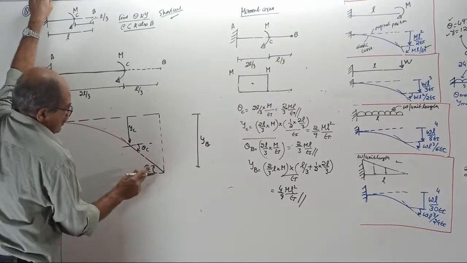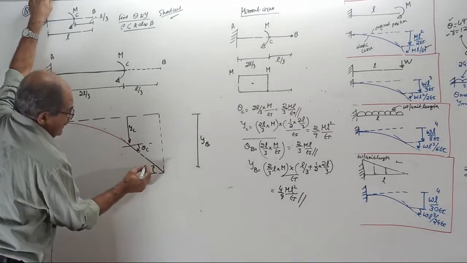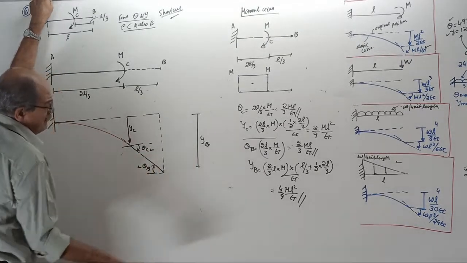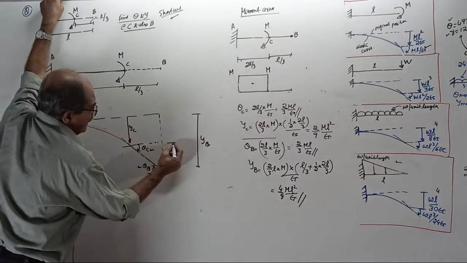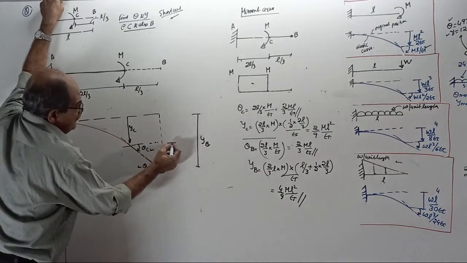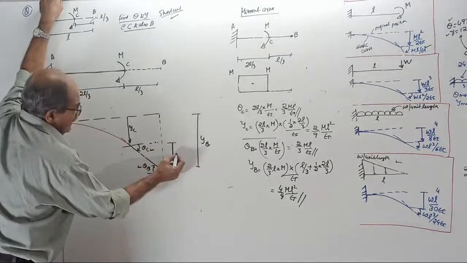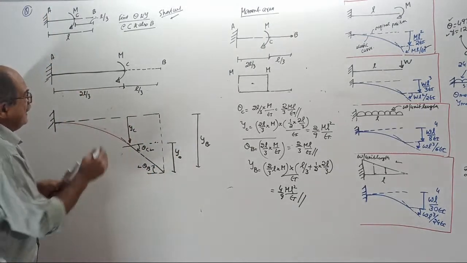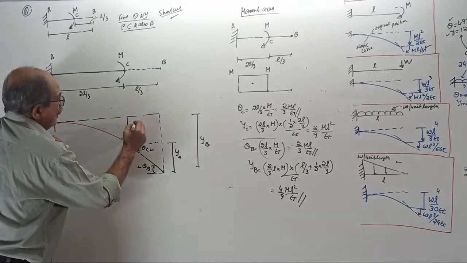Y at B. This is theta C, this is theta B. Actually both, these two are equal, remember. And somewhere here, project here. This is the extra distance, that is Y naught. Now everything substitute there only.